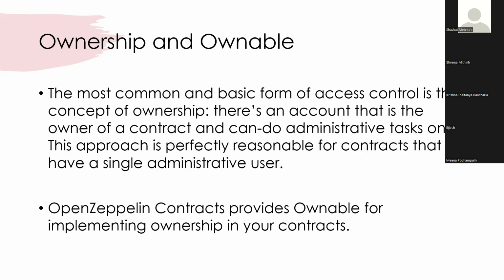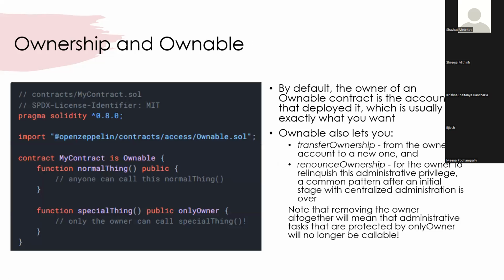The most common and basic form of access control is the concept of ownership, and it's essentially that an account that is the owner of a contract can do administrative tasks on that contract, and it's an approach that a lot of contracts use for single administrative users. So OpenZeppelin contracts provide the Ownable contract for implementing ownership on many various contracts. So we're going to show how that works in code.